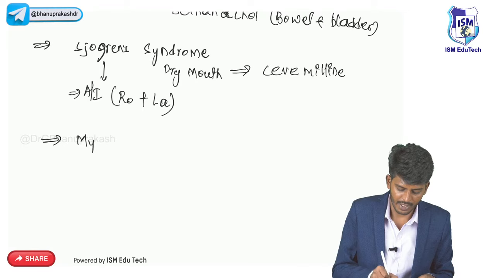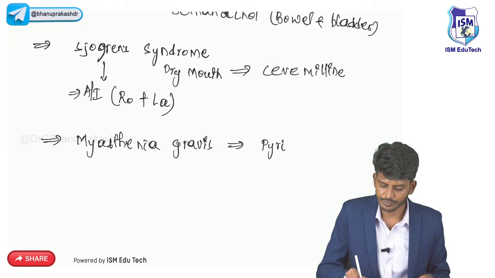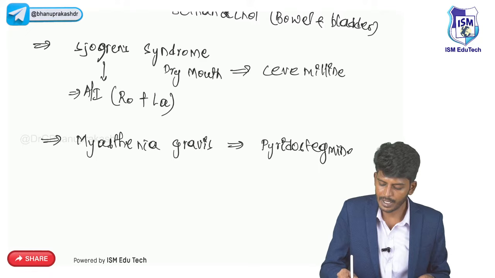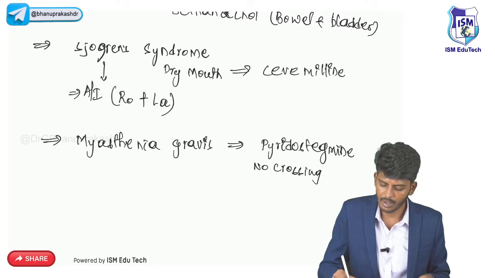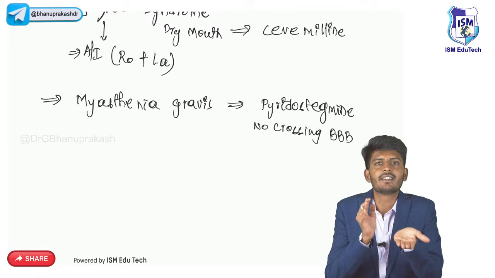Apart from Sjögren's syndrome, my dear students, we can use them in myasthenia gravis. Now, what is this myasthenia gravis? The best drug is pyridostigmine. The best drug is pyridostigmine. Now, why pyridostigmine? Because pyridostigmine does not cross the blood-brain barrier. If it does not cross the blood-brain barrier, what happens here? See, when I use an anticholinesterase drug, it will increase acetylcholine. If acetylcholine increases, it will stimulate the NM receptor.